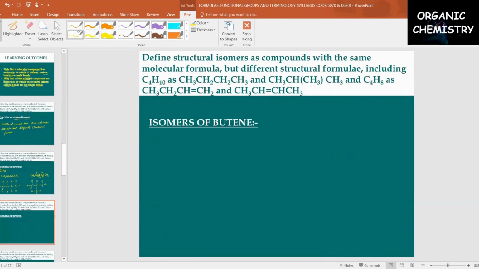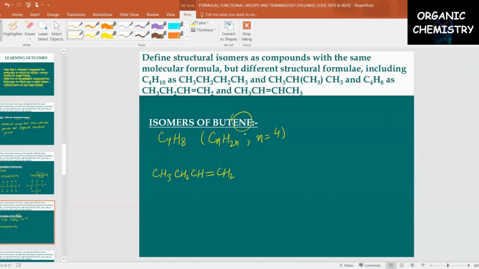Now I'm going to draw the isomers of butene. The molecular formula of butene is C4H8. This is according to the general formula of alkene, which is CnH2n. Here n is 4. If you draw the first structure, it will be a straight chain. It will be like this: CH3, CH2, CH, double bond, CH2. You know that there must be a carbon-carbon double bond in butene as it is an alkene.